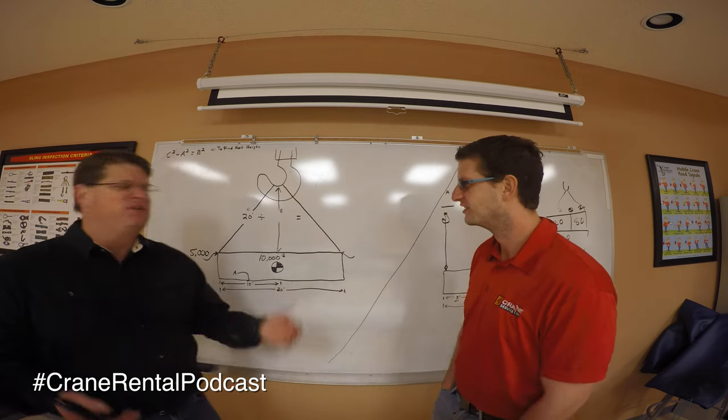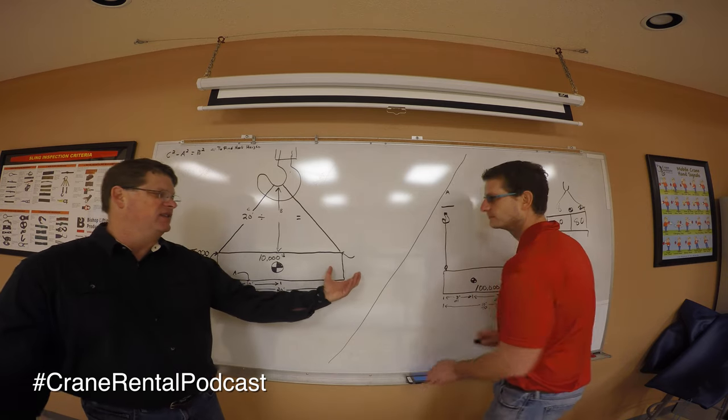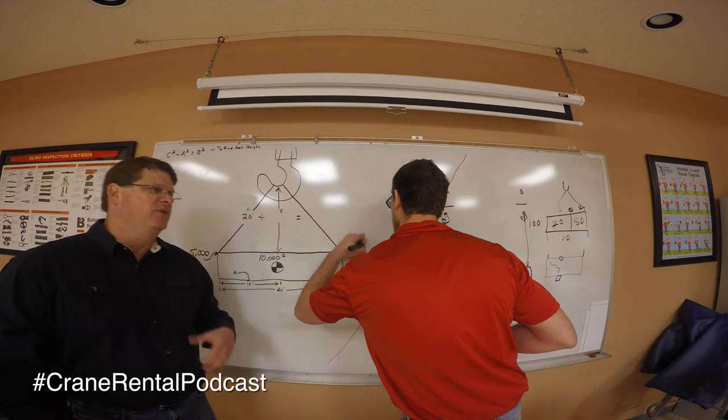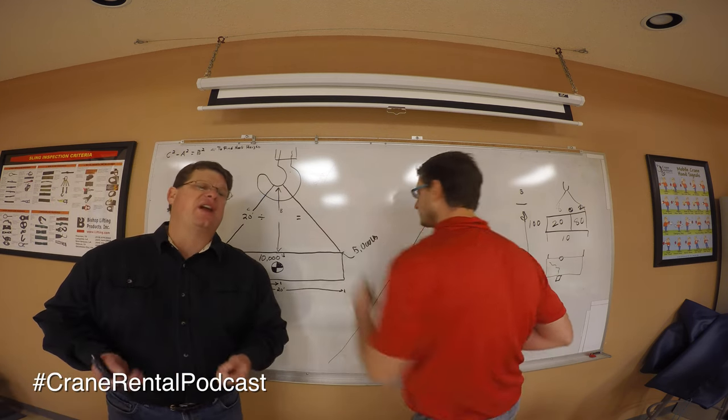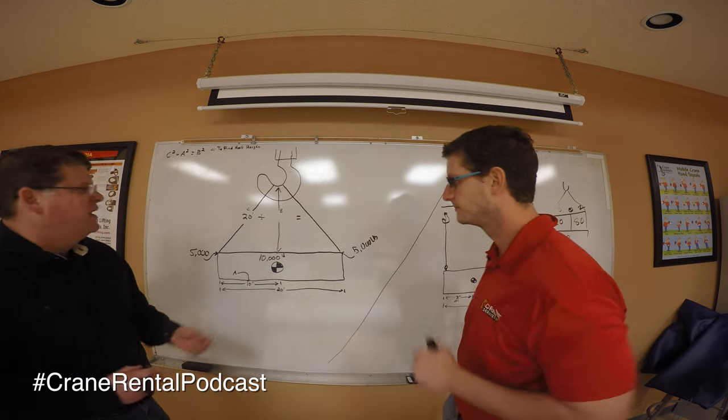So in this case, we said the total weight is 10,000 pounds, and each pick point is going to have 5,000 pounds. The share of the load at each pick point, or each sling, is going to be picking actual weight off the ground of 5,000 pounds.